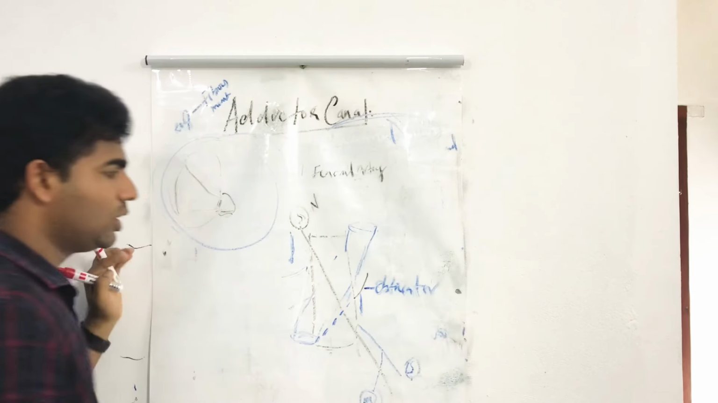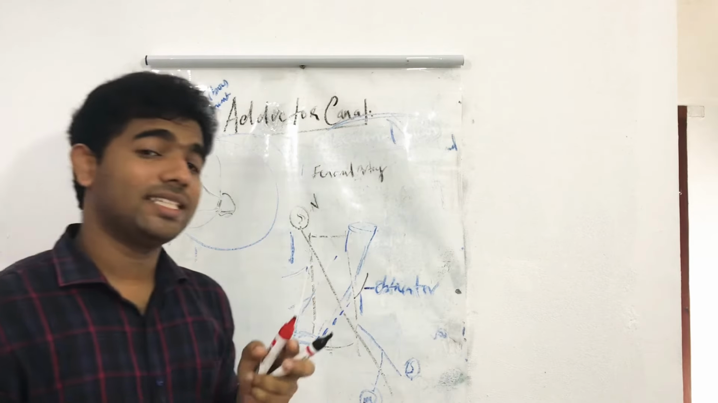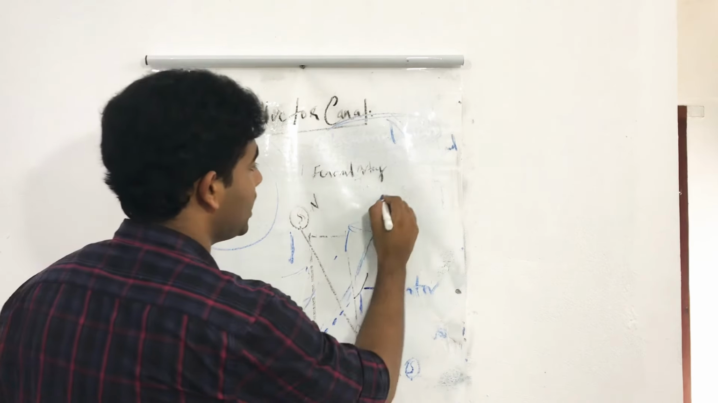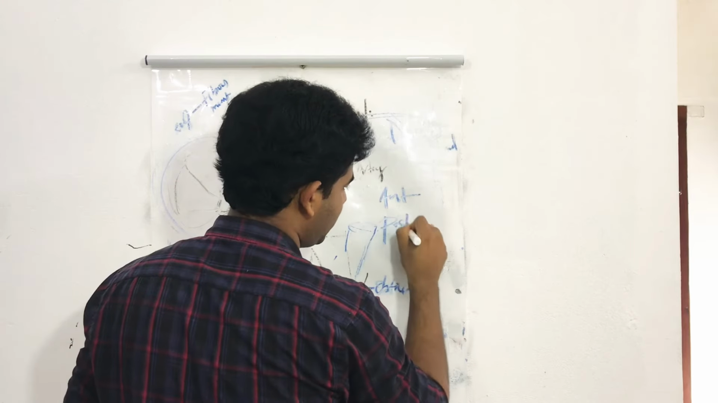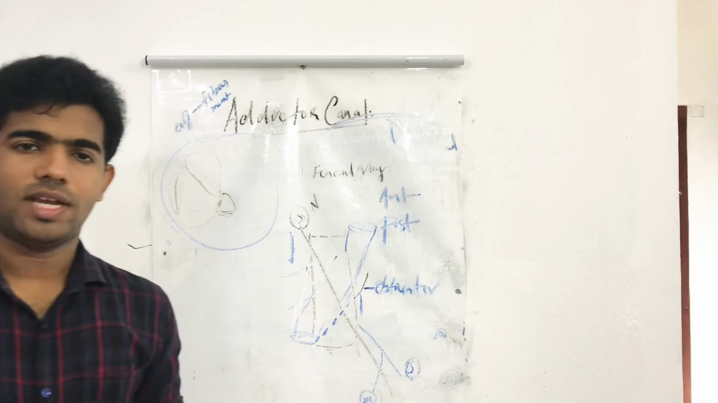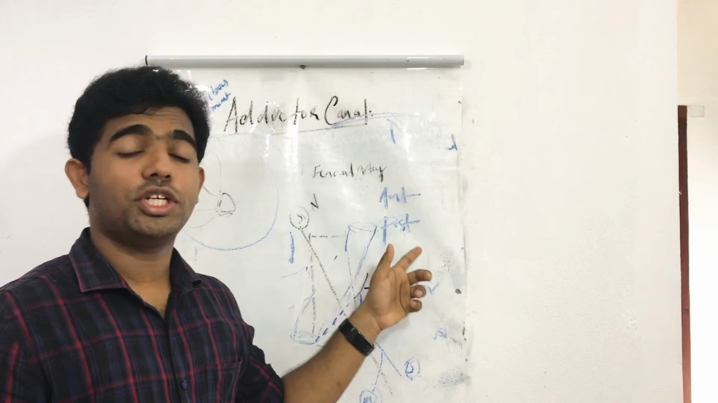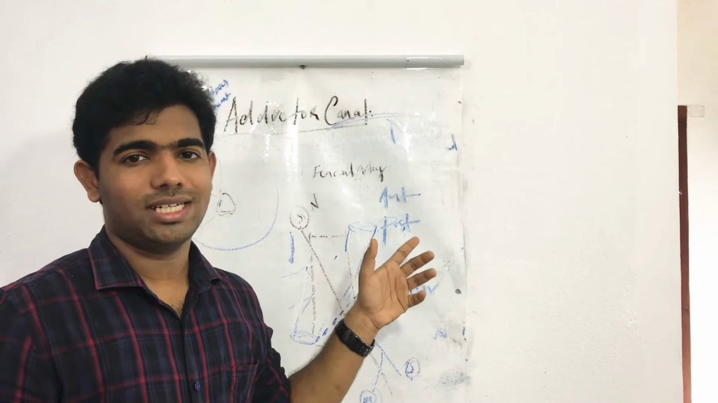Obturator nerve. The two divisions of the obturator nerve are the anterior division and the posterior division.